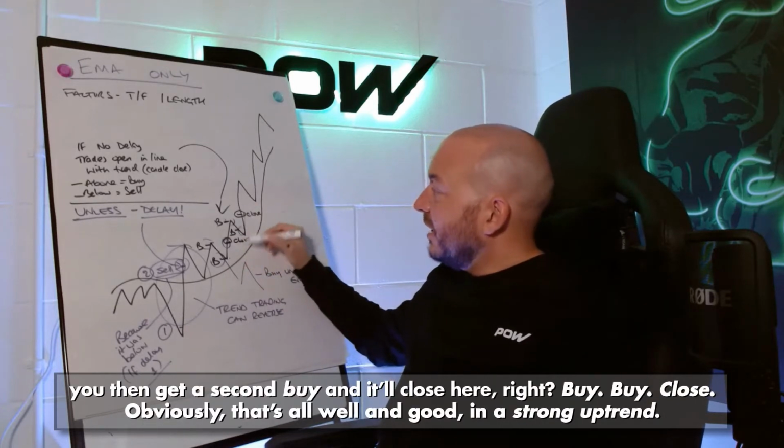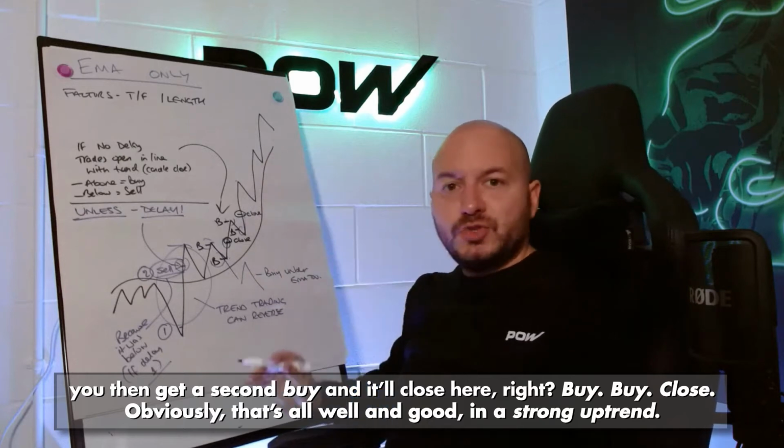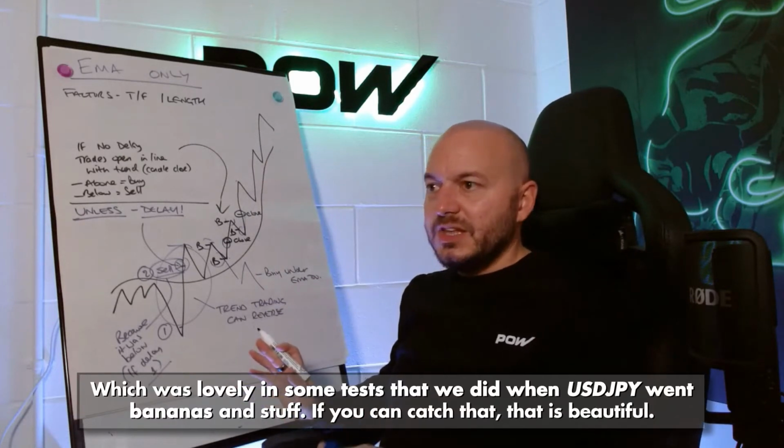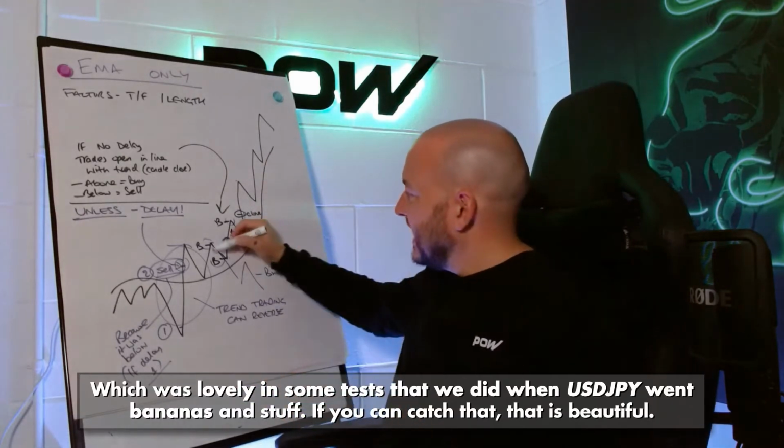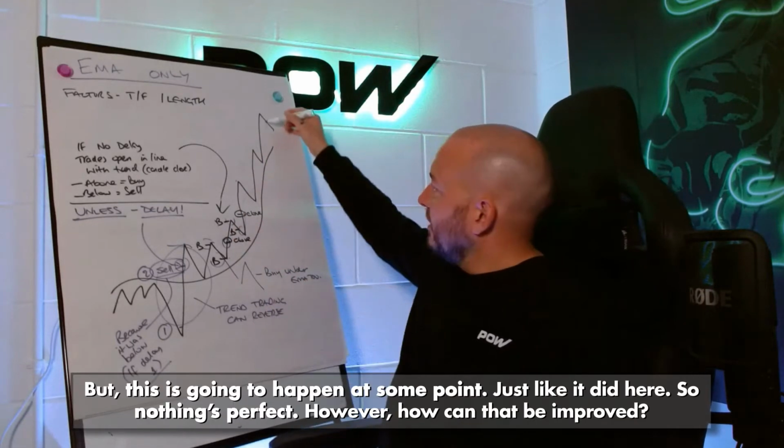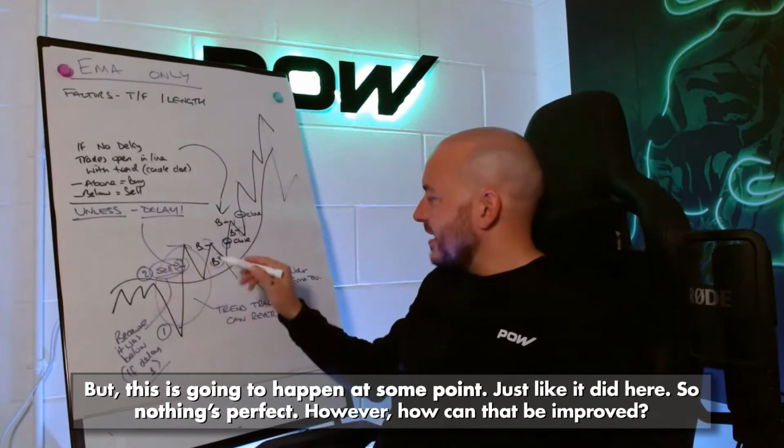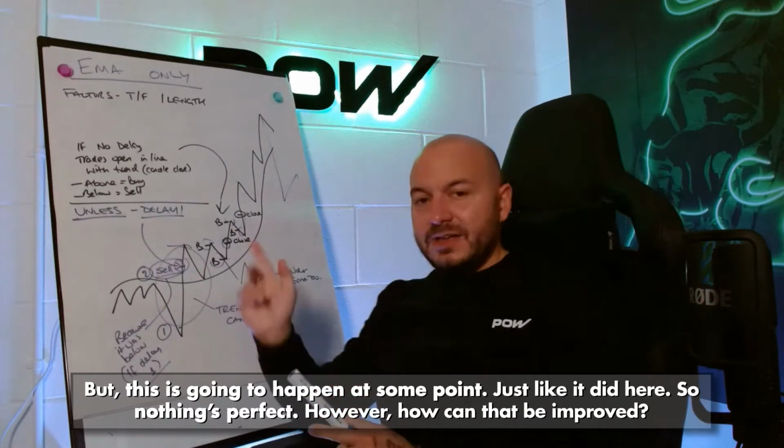Buy, close. Obviously, that's all well and good in a strong uptrend, which was lovely in some tests that we did when UJ went bananas and stuff. If you can catch that, that is beautiful. But this is going to happen at some point, just like it did here. So nothing's perfect. However, how can that be improved?